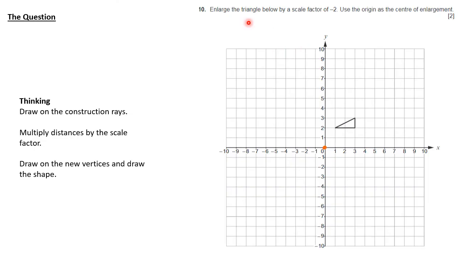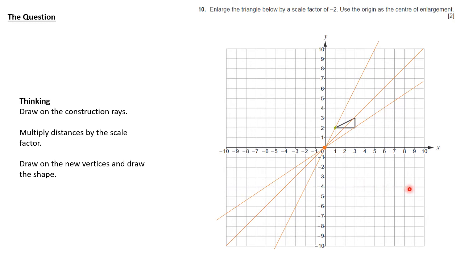Okay, so let's enlarge the triangle by scale factor minus 2. So I'm expecting it to double in size, but be turned upside down because of the negative. I'm using the origin as the centre of enlargement. So I've got my origin marked, and I'm going to draw a construction ray through each one of my vertices as neatly as I can, and I make sure that they stay there so the examiner can see them. Really important that they're still on your drawing when you finish, so don't be rubbing them out, leave them in nice and clearly.